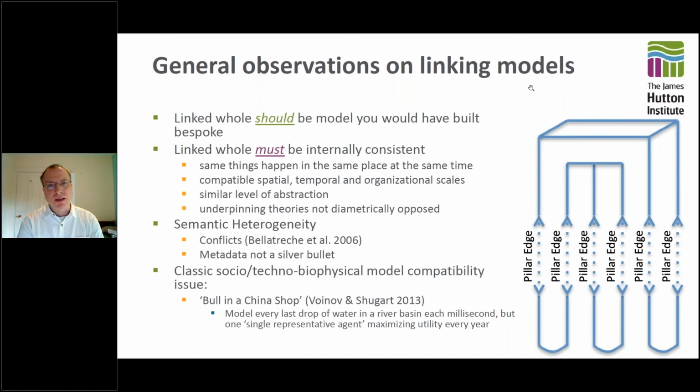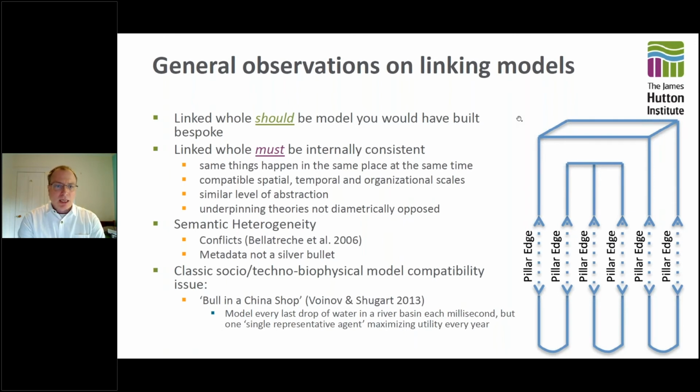Another thing that I think often receives rather less attention, partly because I think we rarely find the time to reflect on it, is that underpinning theories bringing the model together should not be diametrically opposed. There are philosophical positions in science and in the individual disciplines, and especially when we're coupling social models with physical models, we need to be cognizant of the different philosophical perspectives that people are bringing to the simulation of the system.